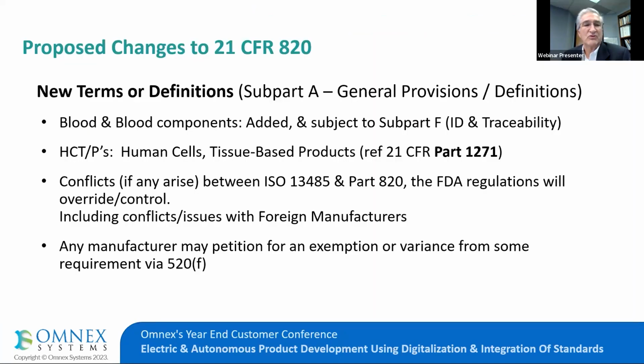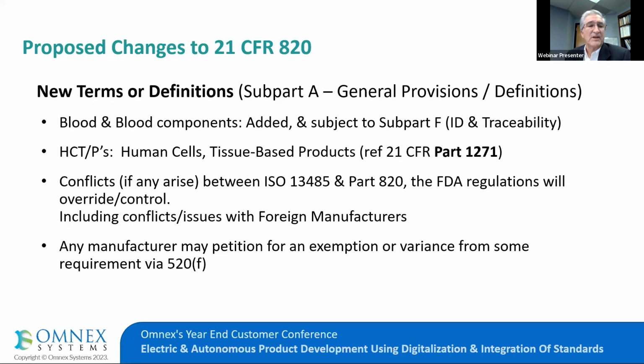We have a few new terms or definitions in the standard, the 13485, that haven't been there. Blood and blood components is added and subject to subpart F, ID and traceability. Human cells and tissue-based products are added here mostly for reference because part 1271 of the CFR covers that quite well, so it is just a reference.